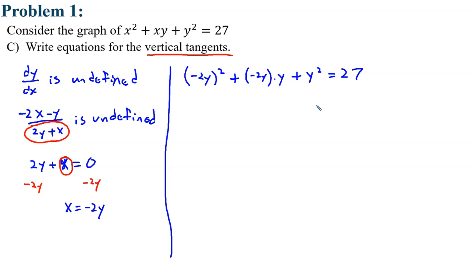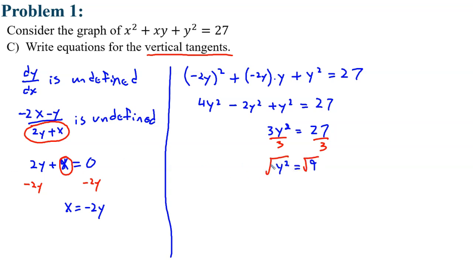All right, we'll work out with some similar answers to what we had previously. Squaring things out, this is going to be a 4y squared, minus a 2y squared plus y squared equals 27. So this time we'll have 3y squared is equal to 27. And same idea, divide both sides by 3. That'll give me y squared is equal to 9.